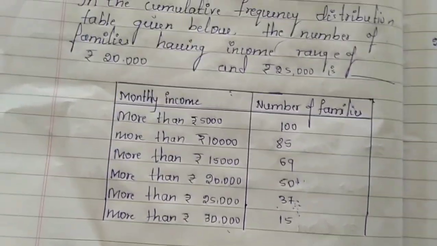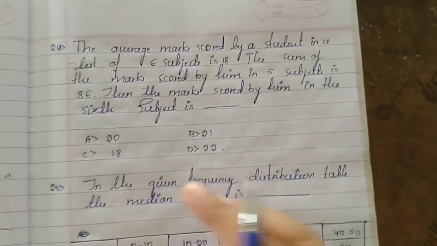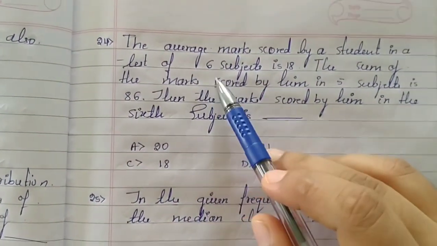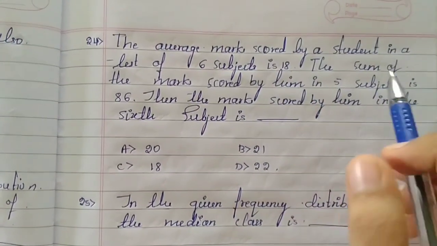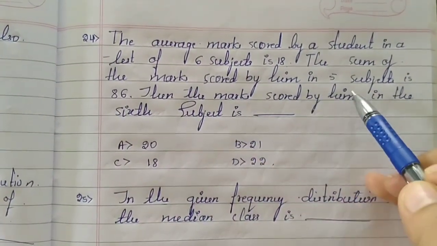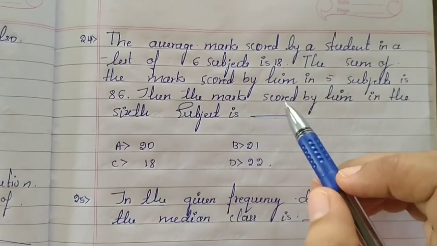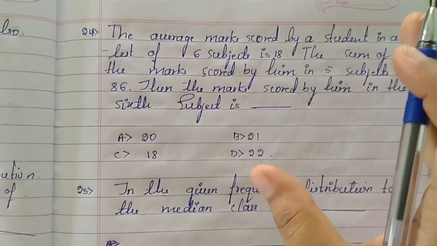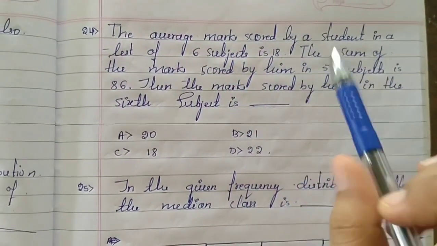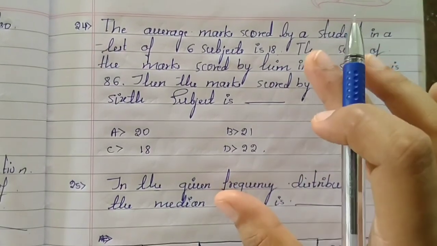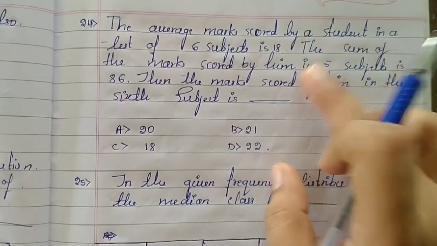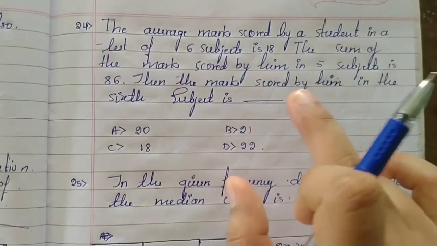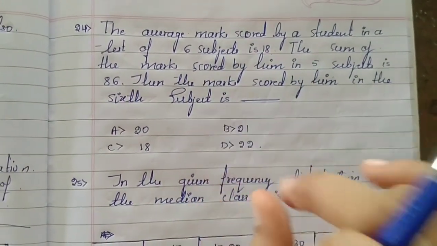Now we will see the 24th question: the average marks scored by a student in a test of 6 subjects is 18. The sum of the marks scored by him in 5 subjects is 86. Then the marks scored by him in the 6th subject is dash. So what they have given here is the average marks in a test of 6 subjects is 18, and the sum of the marks in 5 subjects is 86. They asked for the marks in the 6th subject, right?